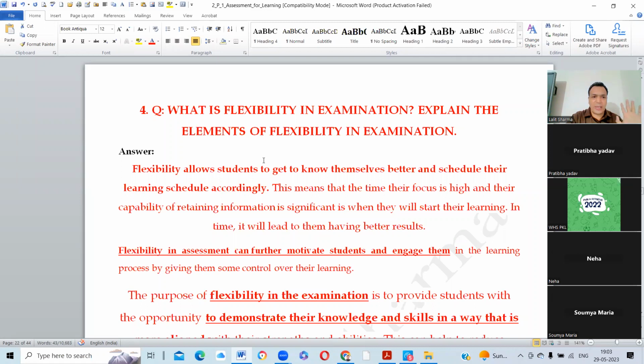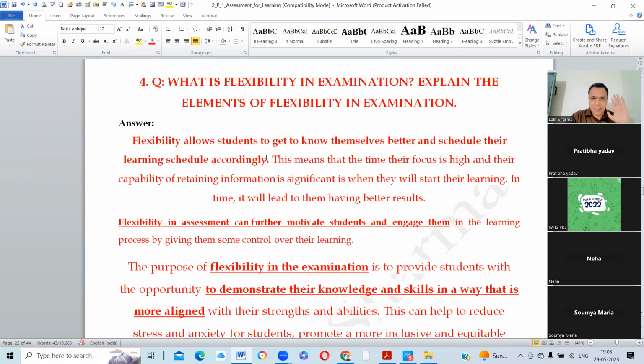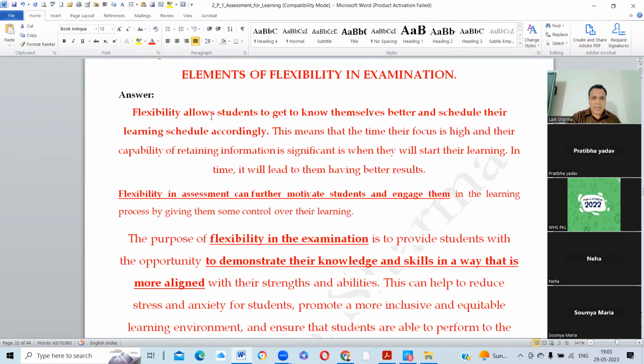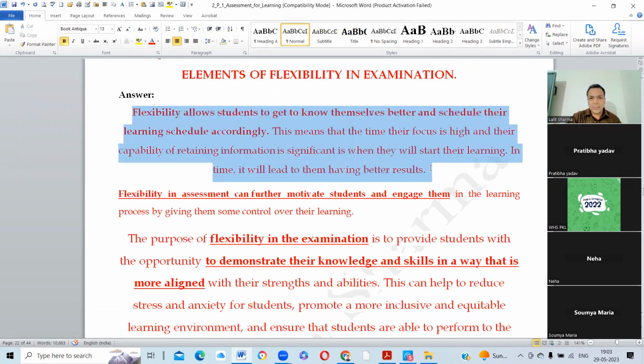Even at the start I have explained this to you, right? It means under this question, we have to give our answer. We have to talk about different flexibility modes of examination. Okay, so flexibility allows students to get to know themselves better and schedule their learning accordingly. This means that the time their focus is high and their capability of retaining information is significant is when they will start their learning. In time, it will lead to them having better results.